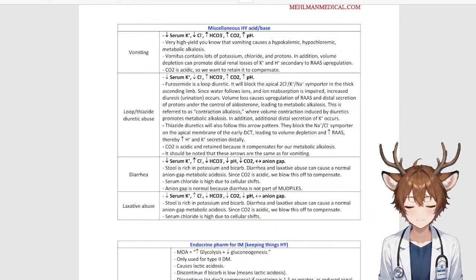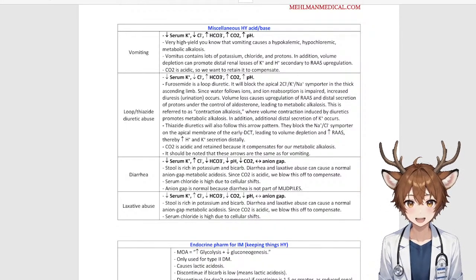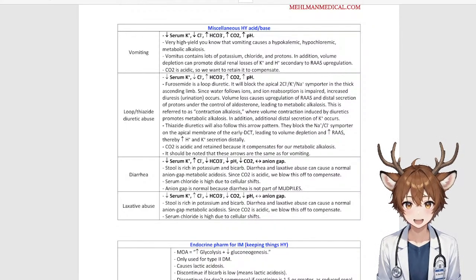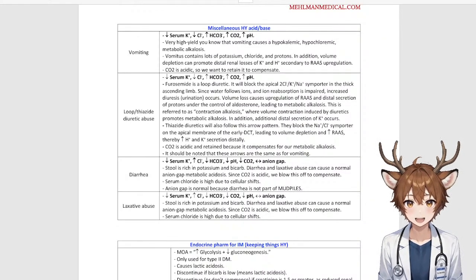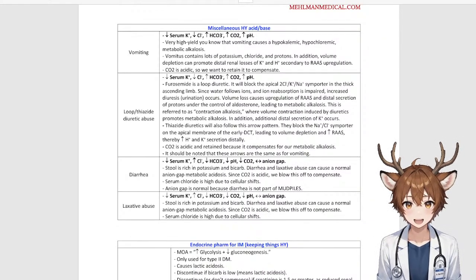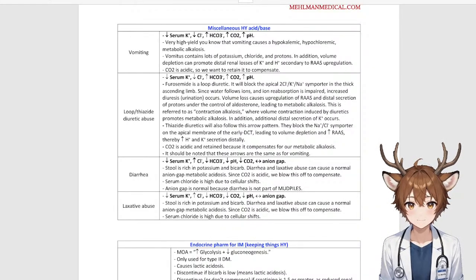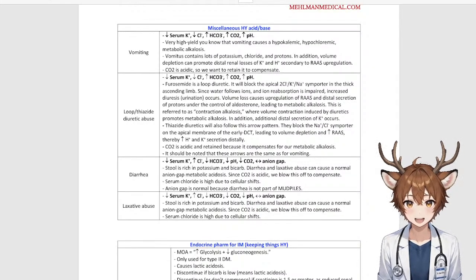Volume loss causes upregulation of RAS and distal secretion of protons under the control of aldosterone, leading to the metabolic alkalosis. This is referred to as contraction alkalosis, where the volume contraction induced by diuretics promotes metabolic alkalosis. In addition, additional distal secretion of potassium occurs.